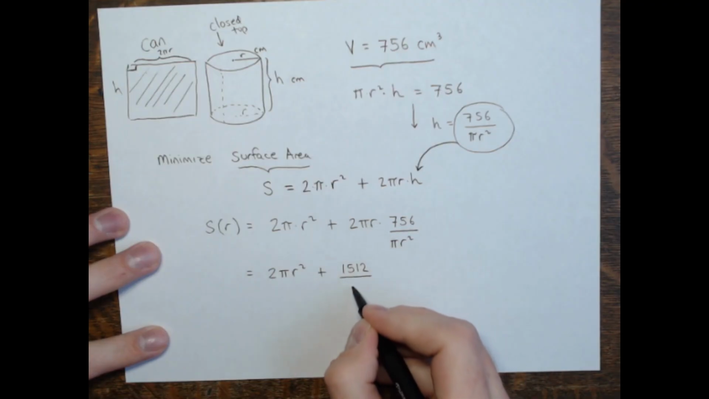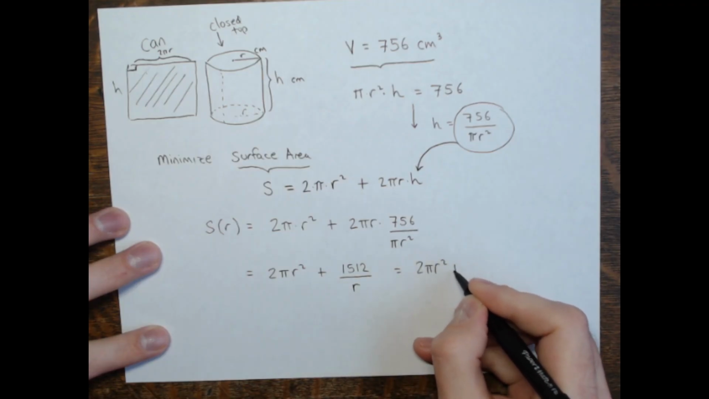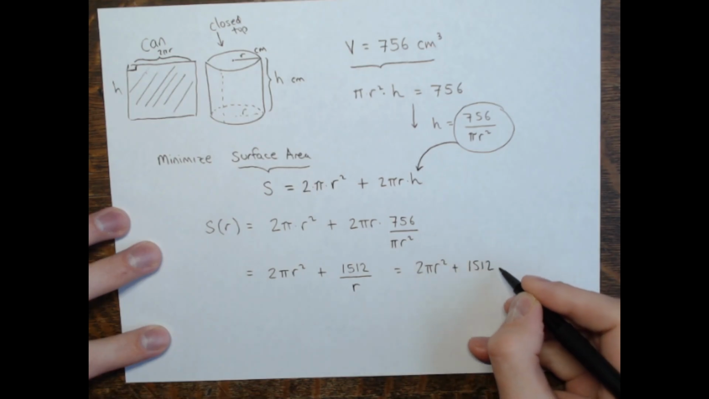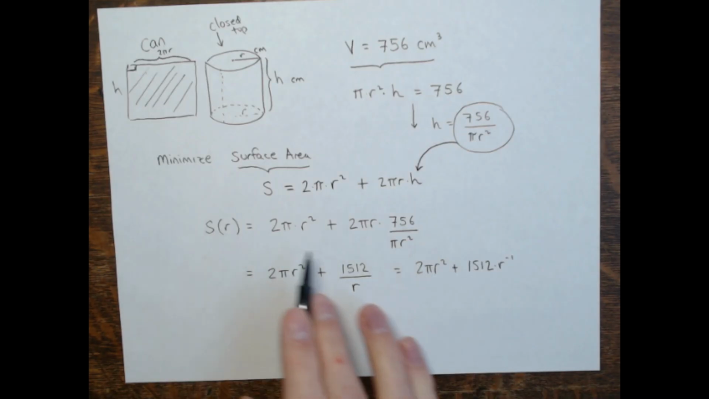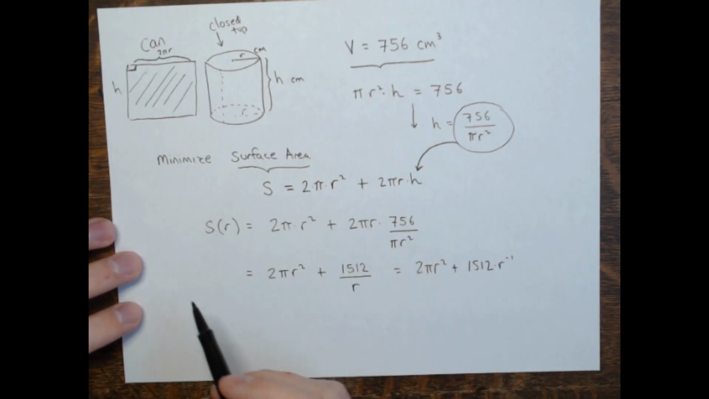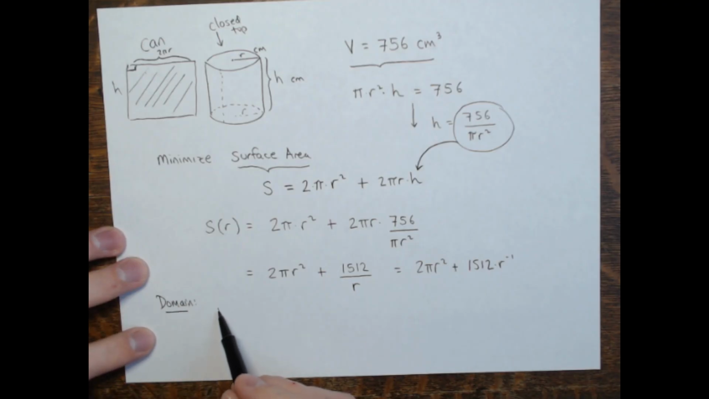Over, and then just one of these r's, which, like in the last one with the over r, I can write this as 2 pi r squared plus 1512 times r to the -1, if you want to write it that way. But there's our surface area function of a single variable, this radius variable. And now the domain, very much like the last one, the radius just needs to be positive.